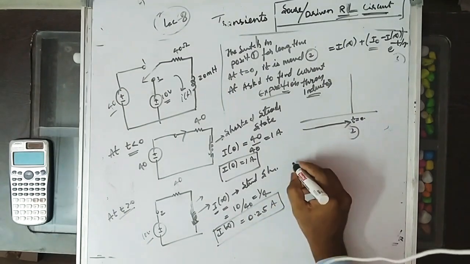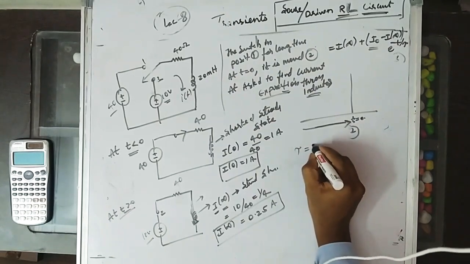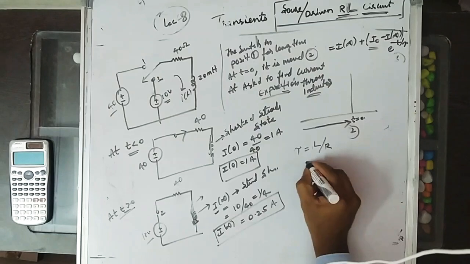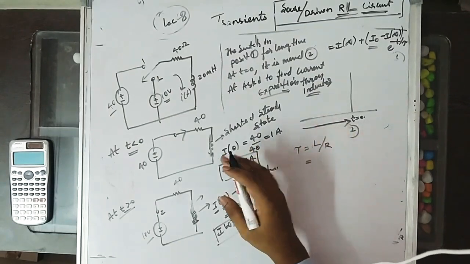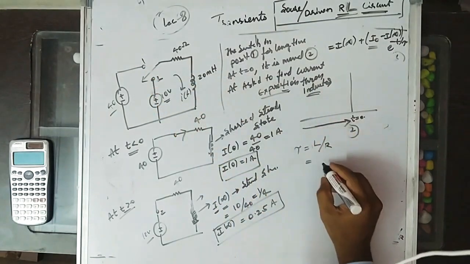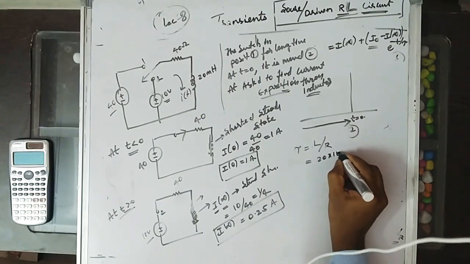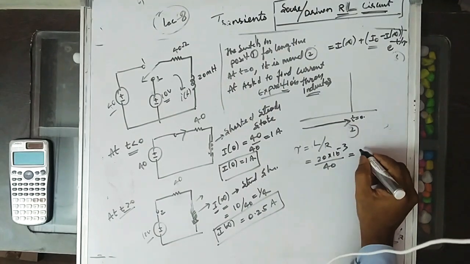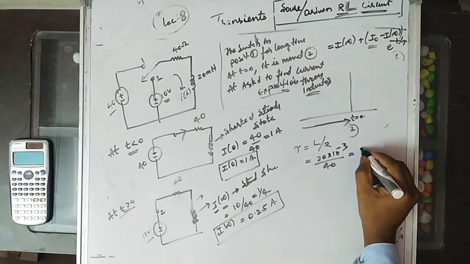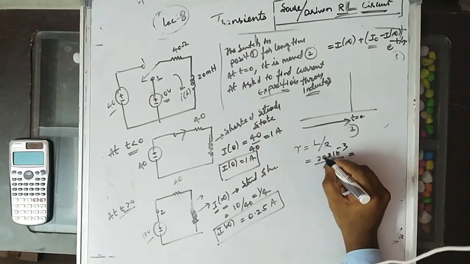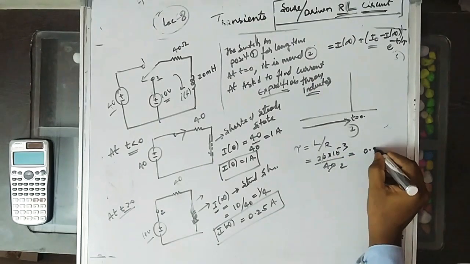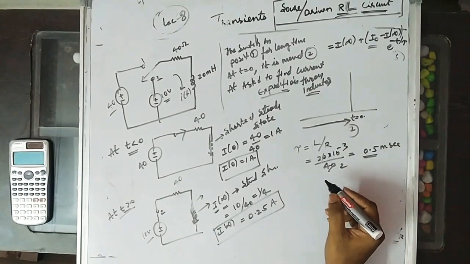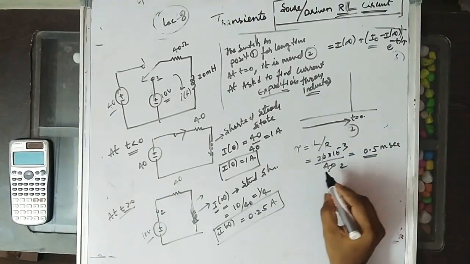Okay. Now the time constant tau equals what? For an RL circuit, tau equals L by R. So the time constant applies after the switch is operated here. Now L equals 20 into 10 power minus 3, R equals 40. Then you will get 1 by 2, so 0.5 milliseconds. So 0.5 milliseconds is tau.